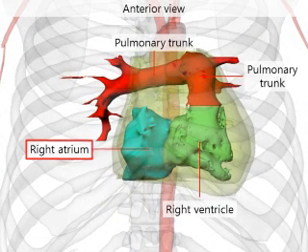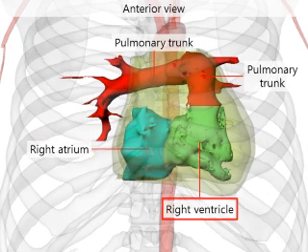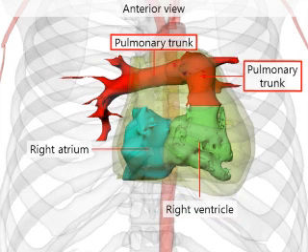The blood in the right atrium passes through the right ventricle and the pulmonary artery and goes into the lung. The pulmonary trunk divides into two, and each artery goes to the right lung and left lung.